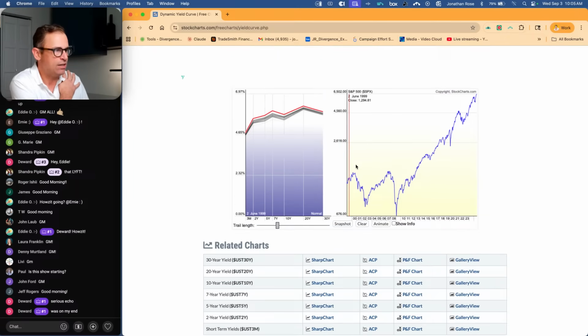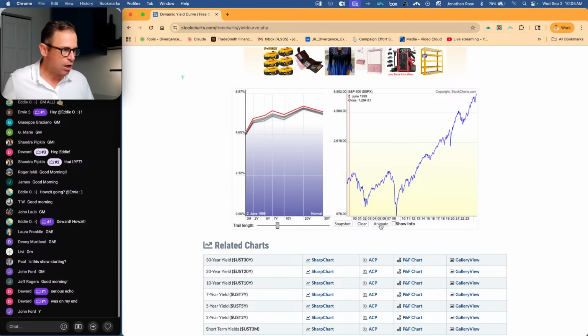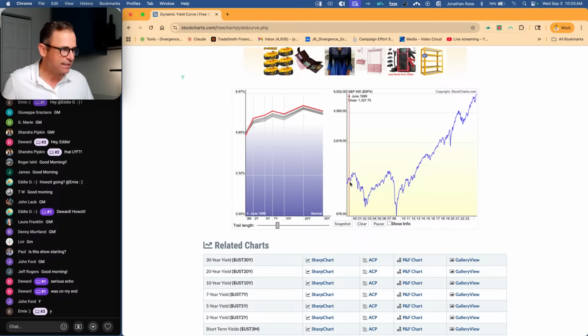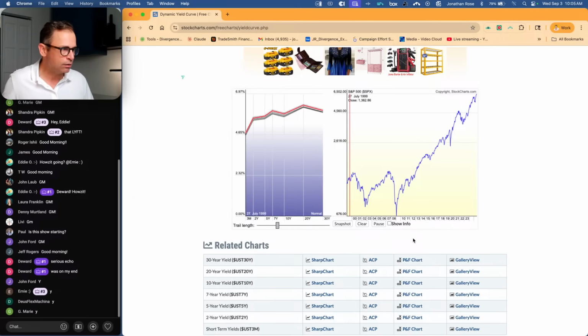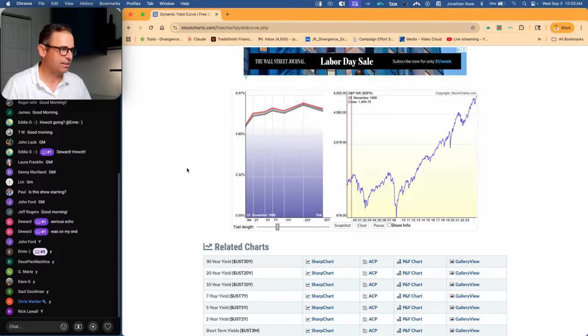The right side right here, this is the SPX. This red line is where we're at during that time, June 1999. This is the yield curve. Can I get a Y in the chat if this makes sense? This is the yield curve. This is the SPX. Once I hit start, it's going to show time passing on the right and the yield curve on the left. Excellent. We're in 99 to 02.